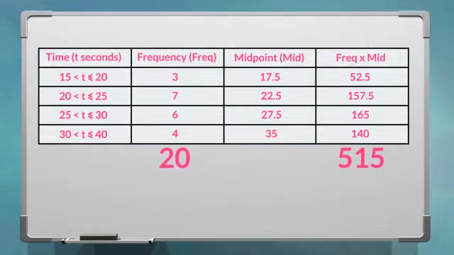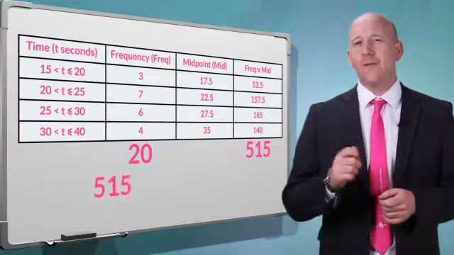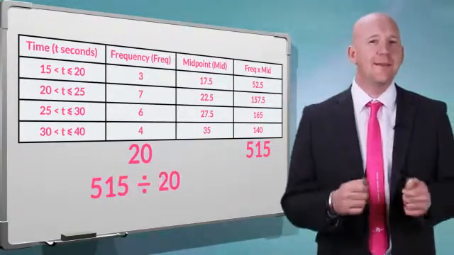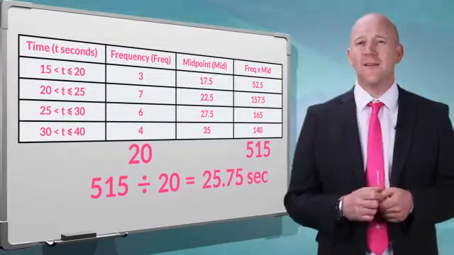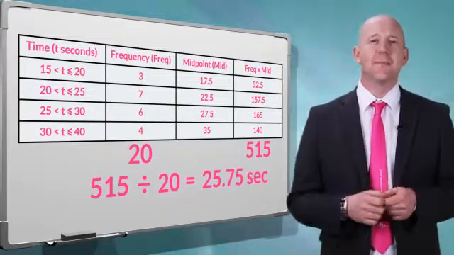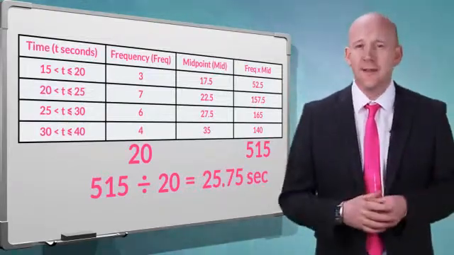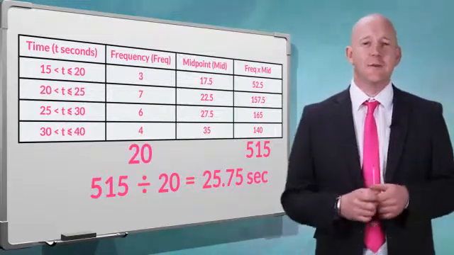To find an estimate for the mean, divide these two totals. We get 515 divided by 20, which equals 25.75 seconds. Don't worry about rounding this figure, keep it as accurate as possible.